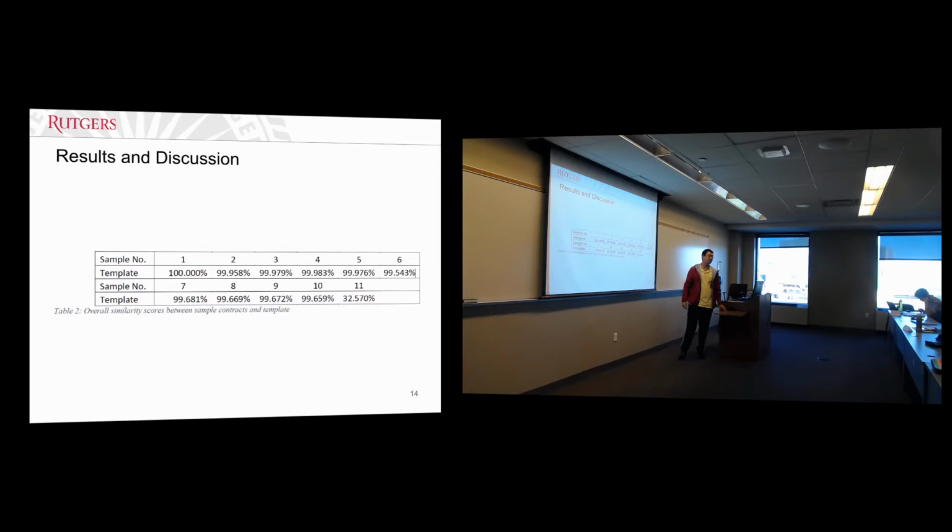At 99% level. And as I mentioned, the last contract used in this research, number 11, was irrelevant, not created from the template. Therefore, the similarity between the template contract number 1 and the last sample contract number 11 is quite small, not close at all. The similarity score is only 32%.